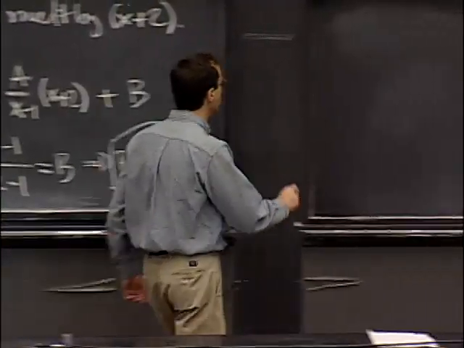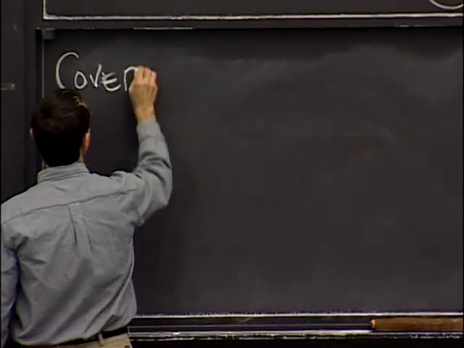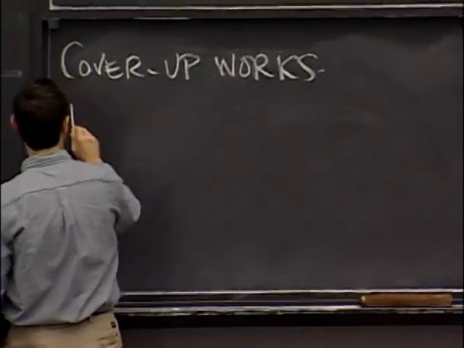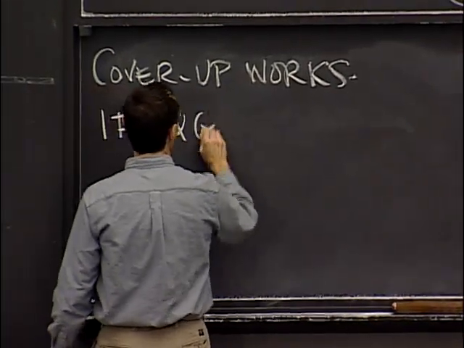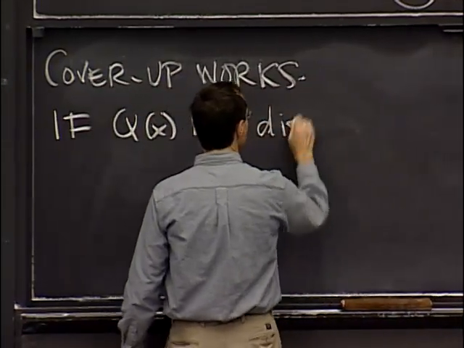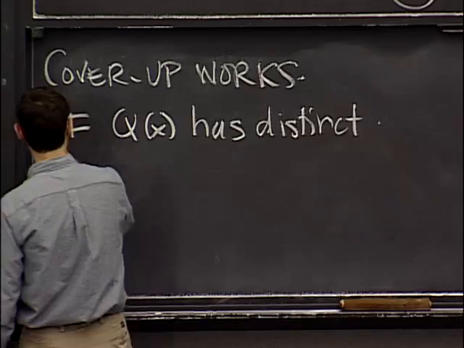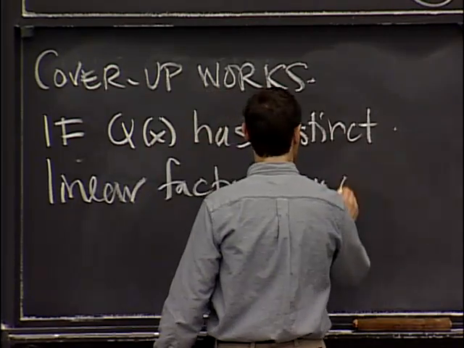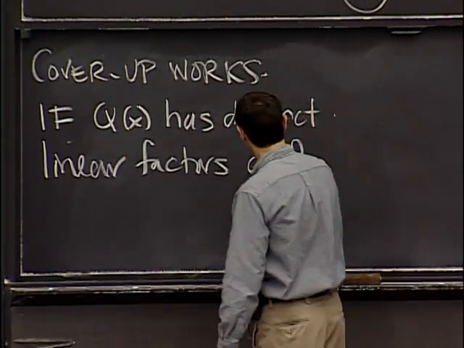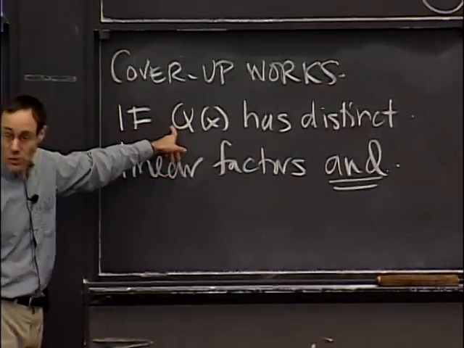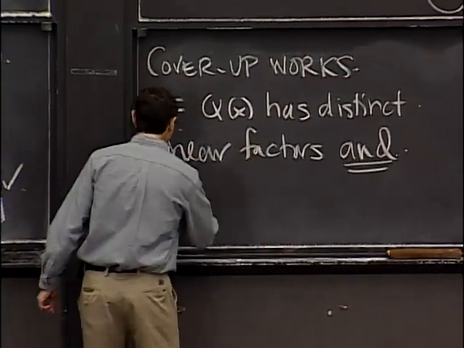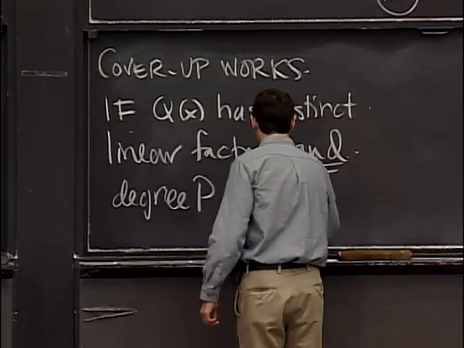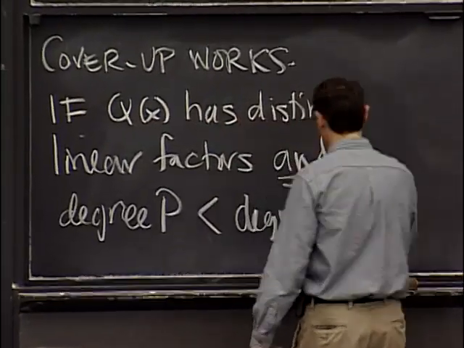So now let me just review when cover-up works. This cover-up method works if q of x has distinct linear factors, and so you need two things here. It has to factor completely. The denominator has to factor completely, and the degree of the numerator has to be strictly less than the degree of the denominator.